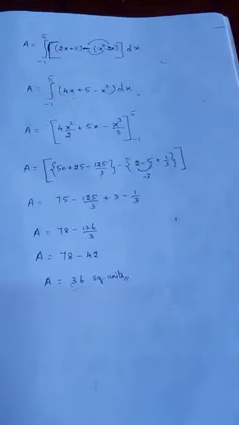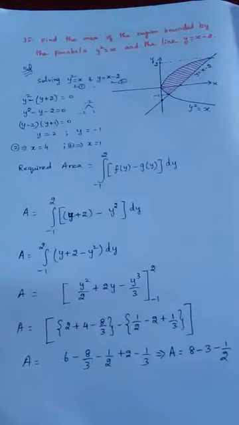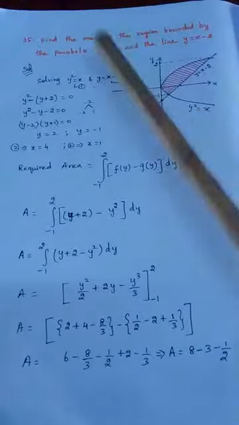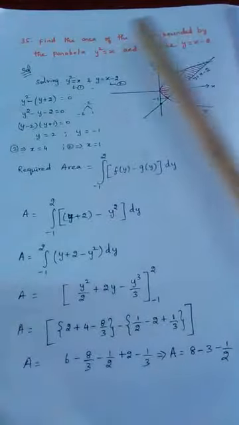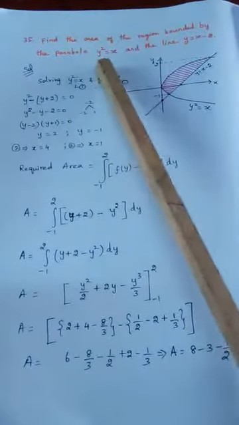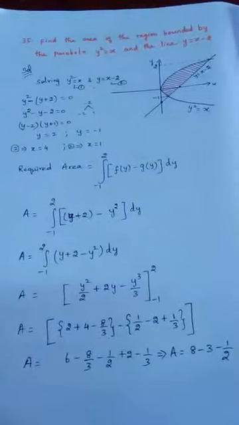We will see a similar kind of problem, another problem, number 35. Problem number 35. Find the area of the region bounded by the parabola y square is equal to x and the line y equal to x minus 2. So we need to find the area between the parabola and the straight line.